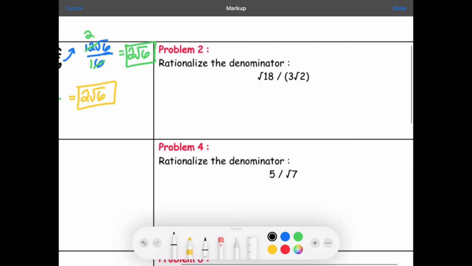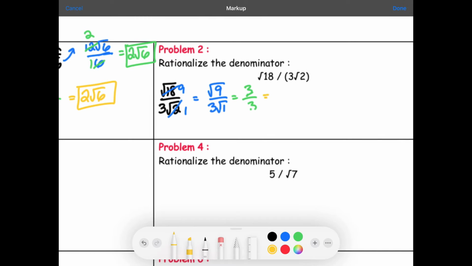Now here we got root 18 over 3 root 2. You can simplify the radical stuff with radical stuff and the regular numbers with regular numbers. So like 18 and 2. 18 divided by 2 is 9. So we're left with root 9 over 3. Right? Square root of 9 is 3. So we just have 3 over 3, which is 1. Yes!